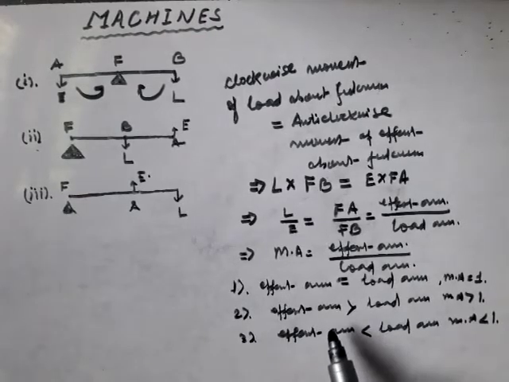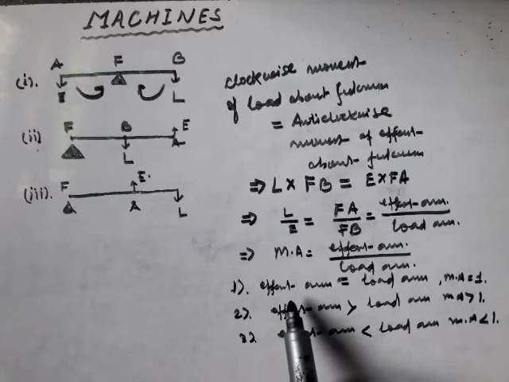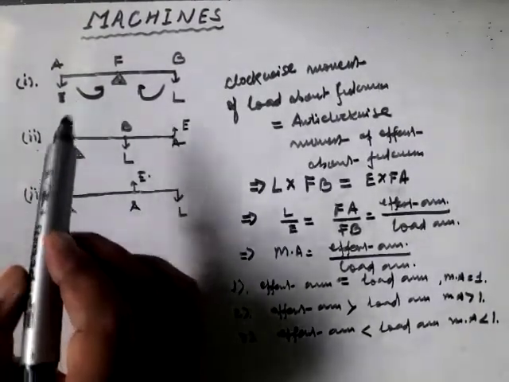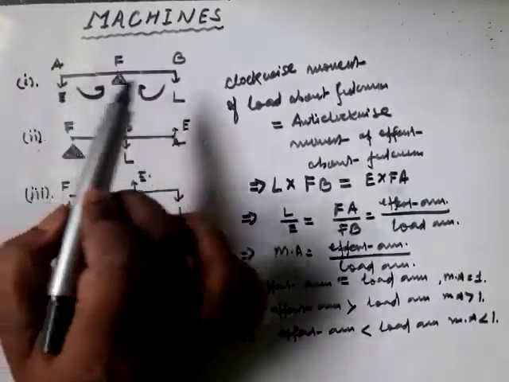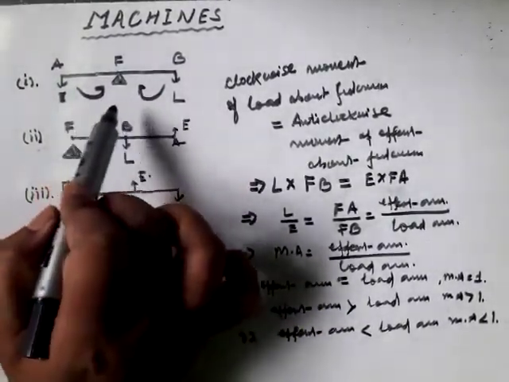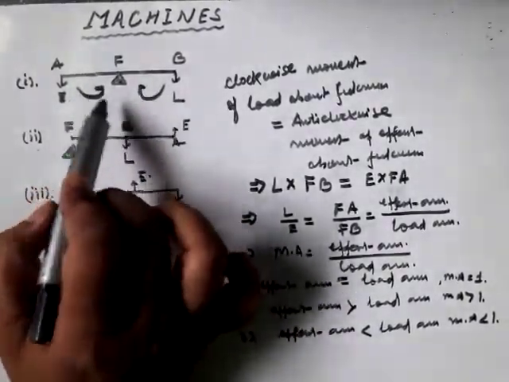Depending upon the relative position of the effort, load and fulcrum, the three kinds of levers are differentiated. If the fulcrum is in between the effort and the load, and the effort and load are in the same direction, downward, then we can say that this is the condition of a first class lever.